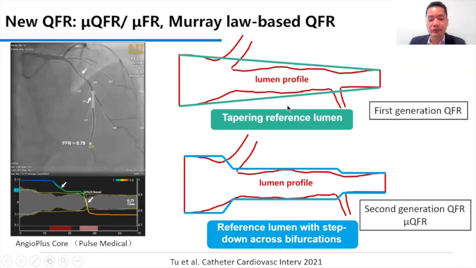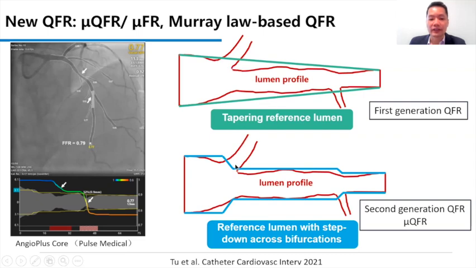Meanwhile, we have been improving the methodology of QFR. In the first generation of QFR, we did not include the side branch in the reconstruction. So it's only a single vessel, and you can only assume it's a linear tapering healthy vessel. This will cause some error in the computation, especially for bifurcation lesions, where you might have an overestimation of lesion severity distal to the bifurcation or underestimation of severity proximal to the bifurcation.